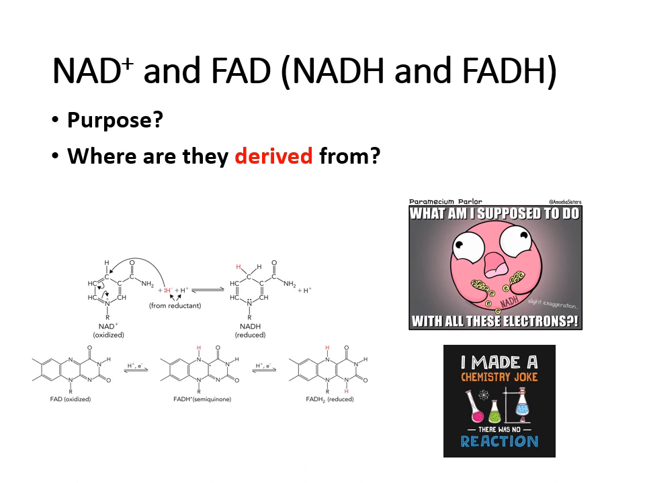Now, another point that's very important on this slide is the question, where are they derived from? So NAD and FAD, or NADH and FADH, they're derived from vitamin B. Okay, so NAD is derived from niacin, which is vitamin B3, and FAD is derived from riboflavin, which is vitamin B2. Okay, and they're going to be very important in various reactions that we talk about in later lectures.